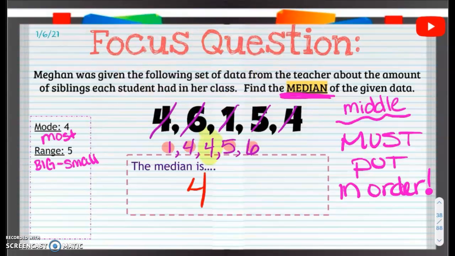So the median is 4. That middle, or that median, is 4. And that's it for our focus question.